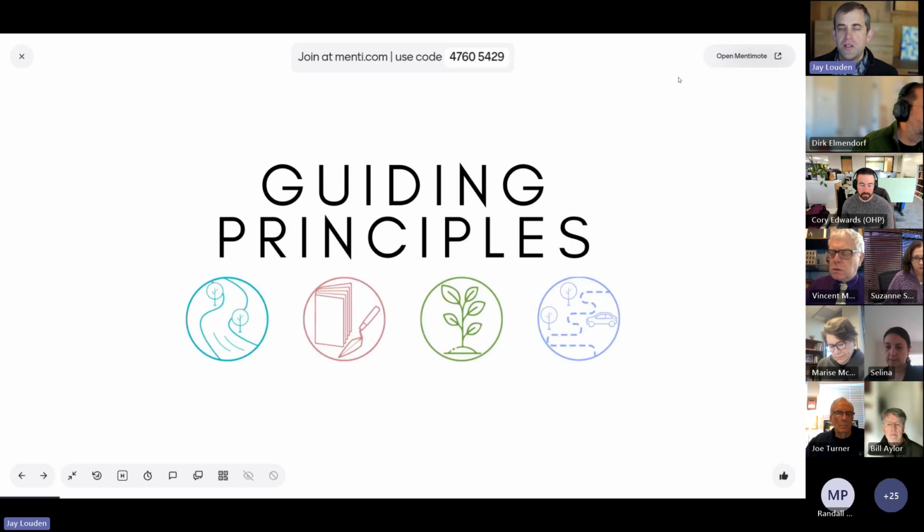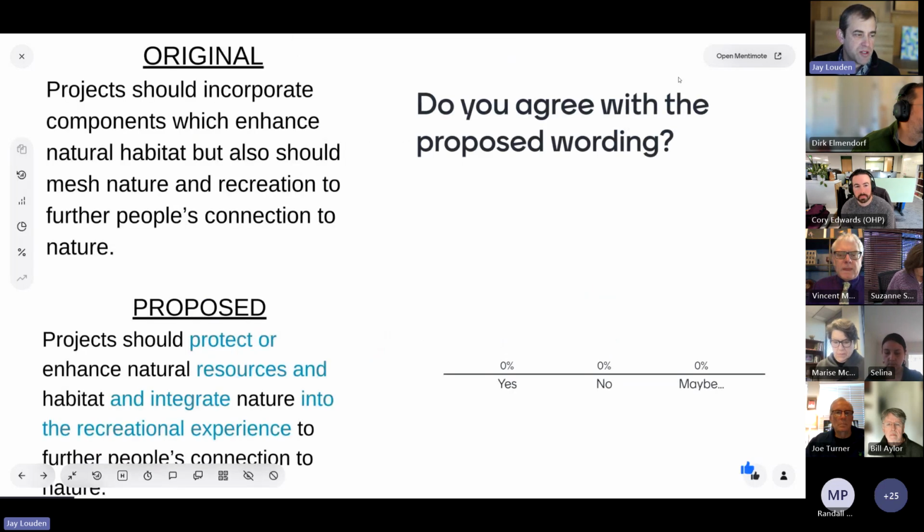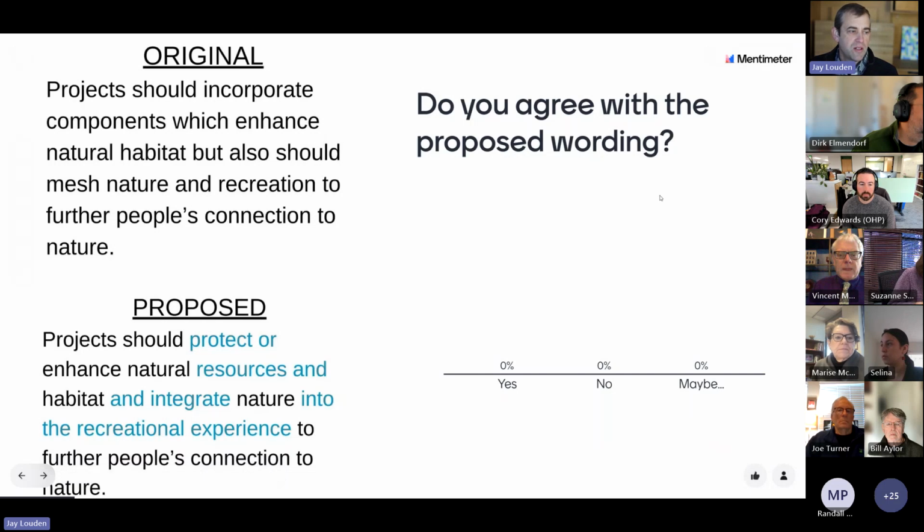So the first thing that we're going to do is review some proposed changes to the guiding principles. I'll just dive right into it. What you see here on the left is the original above and then the proposed below with the changes in the blue. I'm not going to read the original. You can read that there, but the proposed I will read just in case we've got any folks who were struggling to see it. The proposed is: projects should protect or enhance natural resources and habitat and integrate nature into the recreational experience to further people's connection to nature.